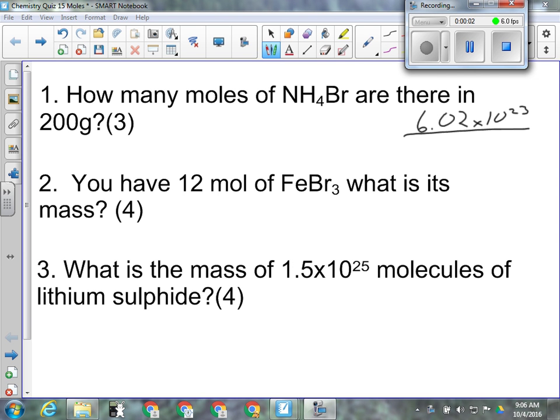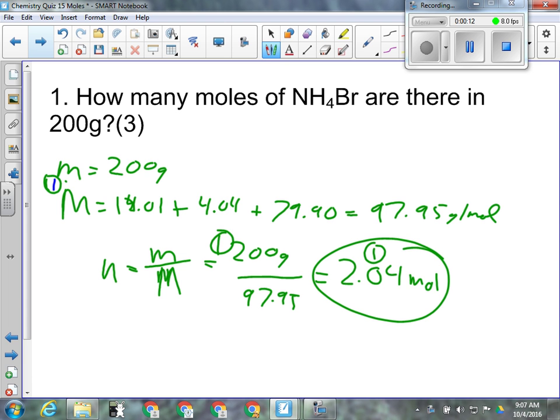All right, for question number 1, we are looking for how many moles of ammonium bromide there are in 200 grams. Okay, so the mark distribution is going to go as follows. Give them 1 mark if they had 200 grams and the correct molar mass of 97.95 grams per mole, which of course is arrived at by adding 1 nitrogen, 14.01, to 4 hydrogens to 1 bromine, giving us that molar mass.